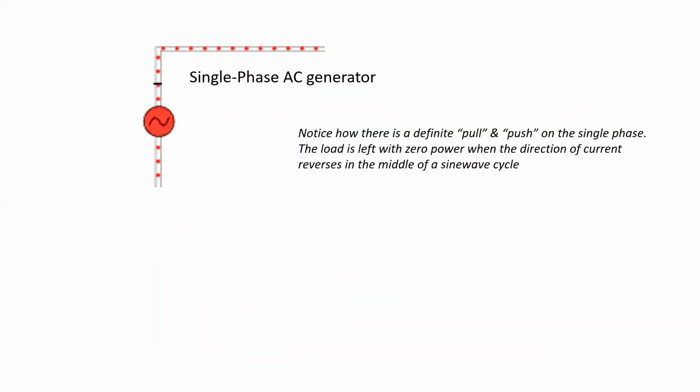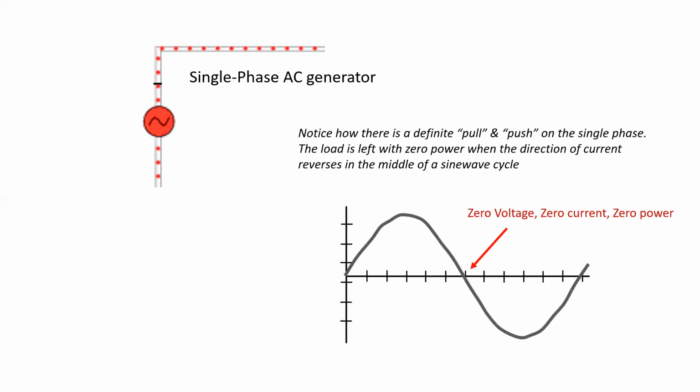So on a single phase AC generator, you would notice that there would be a definite pull and push on the single phase. Now this would be an extremely low frequency that we are watching here on that single phase AC generator. But what's important to understand is that the load would be left with zero power when the direction of current reverses in the middle of a sine wave cycle. And what I mean is that 0 point right there on the sine wave. Zero voltage, zero current means zero power to our load.